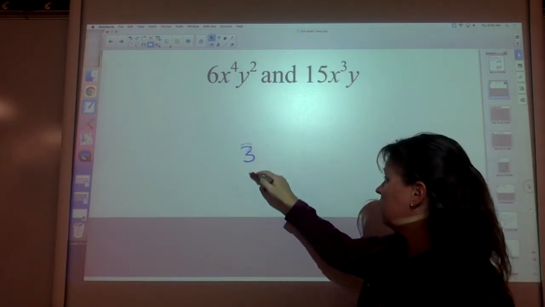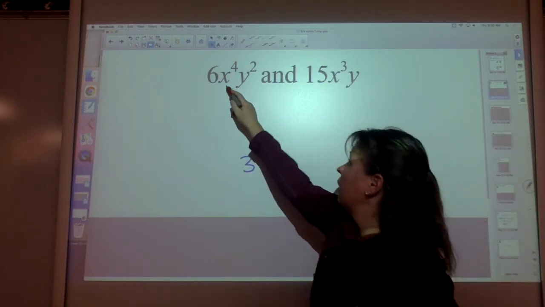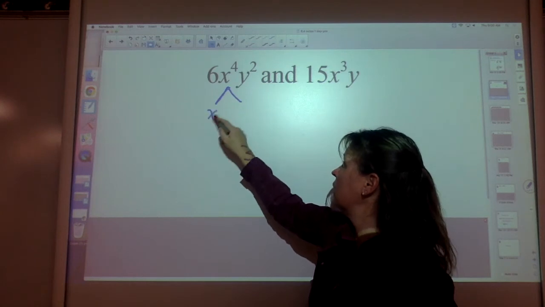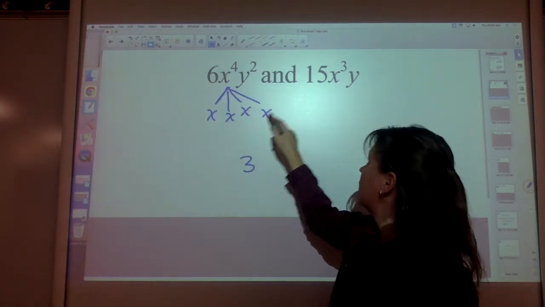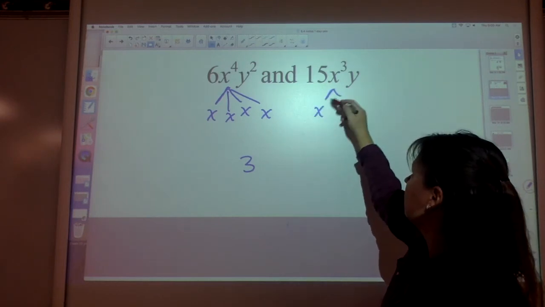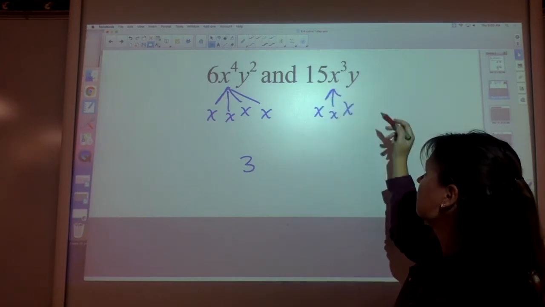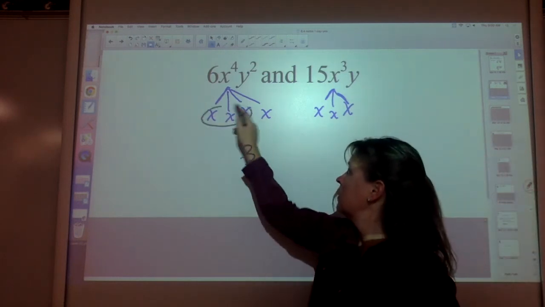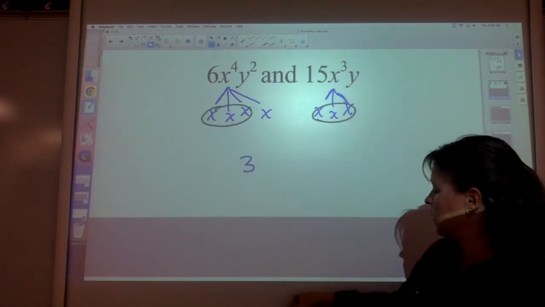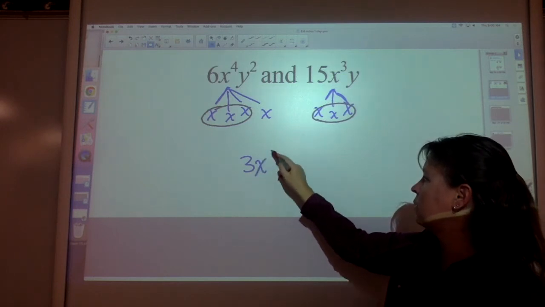There's a long way to do that. Again, of saying, I can break this down into 4 different x's. And this breaks down into 3 different x's. How many do they have in common? 1, 2, 3, 1, 2, 3. So it would be x cubed.